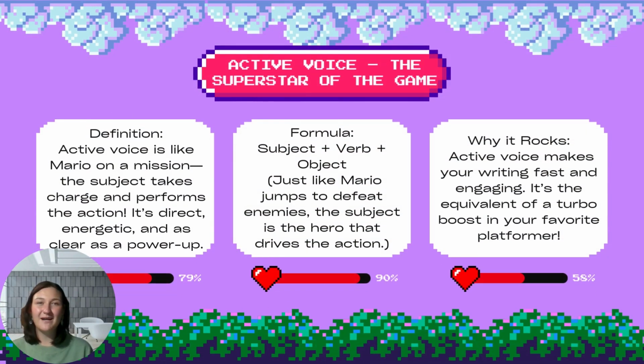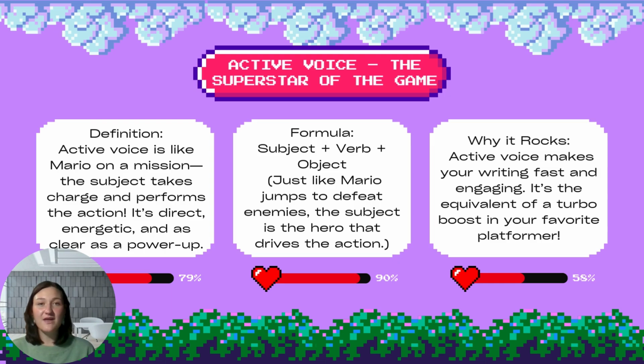Welcome to level 1. This is where we meet the superstar of grammar, active voice. Active voice is like a high speed platformer game. It's fast, action packed, and direct. You control the main character and they will perform the action immediately. There's no unnecessary delays, just like in a well designed video game. Well, what is active voice? Active voice is when the subject of the sentence performs the action. It makes your writing stronger, clearer, and more engaging.